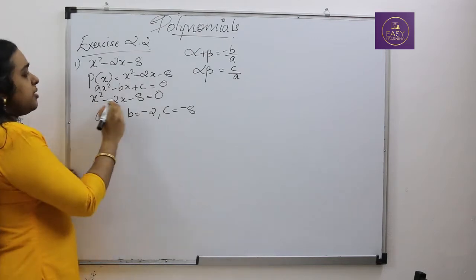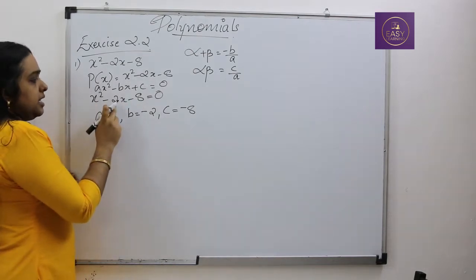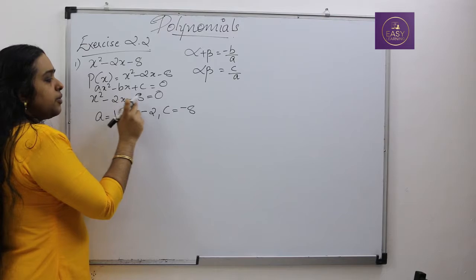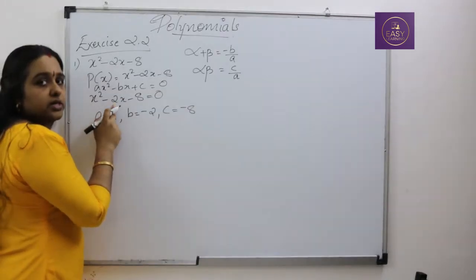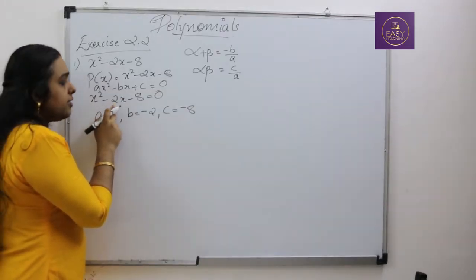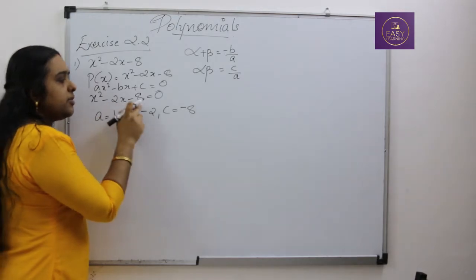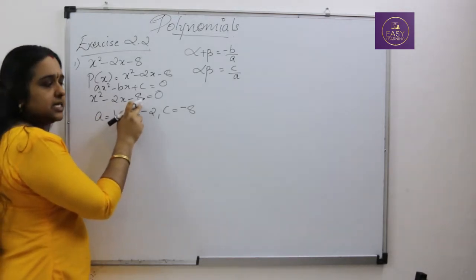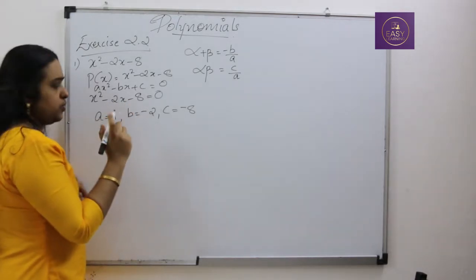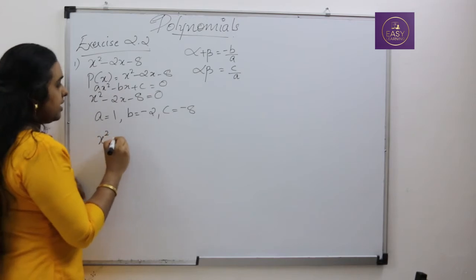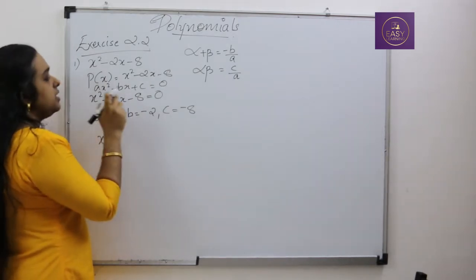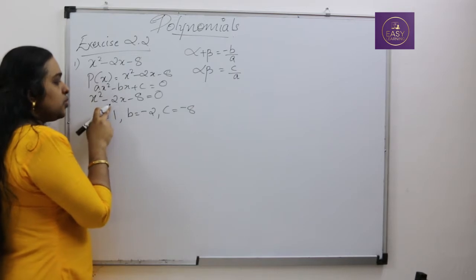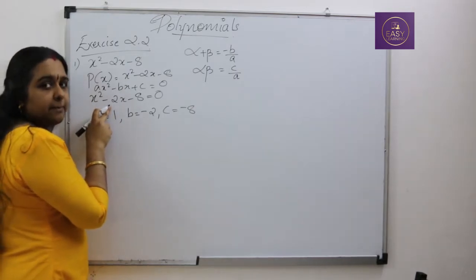Okay, x square minus 2x minus 8. So we need to get product 8, sum 2. What are the numbers? When we add, we should get 2, and when we multiply, we should get 8. 4 and 2. How? X square, we need to get minus 8 as the product and minus 2 as the sum, right?